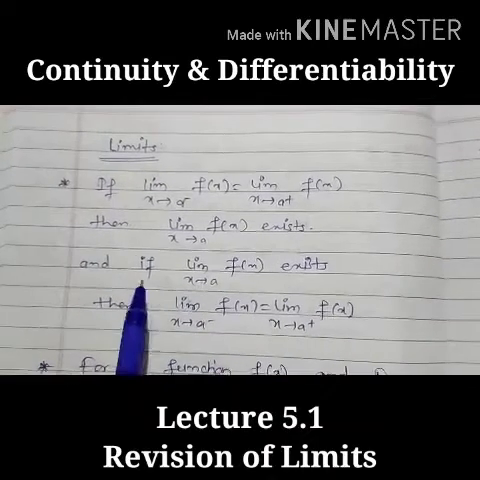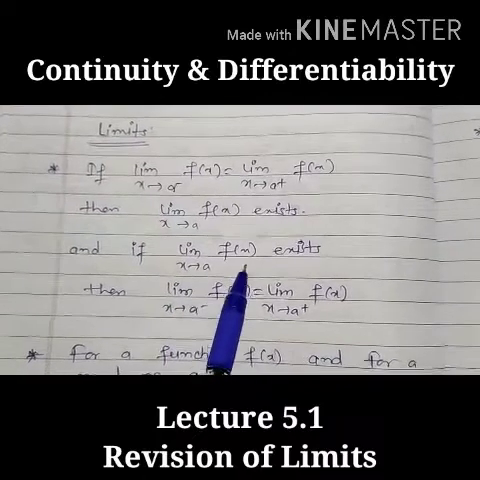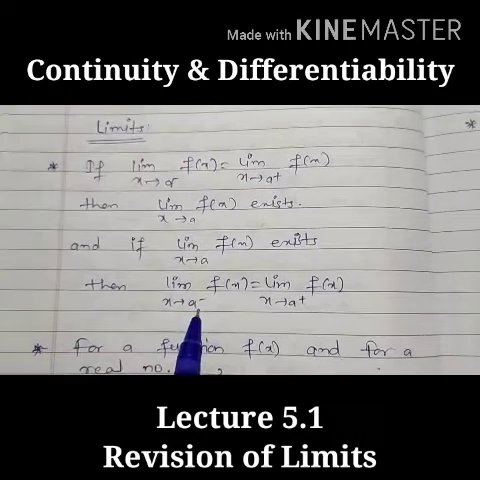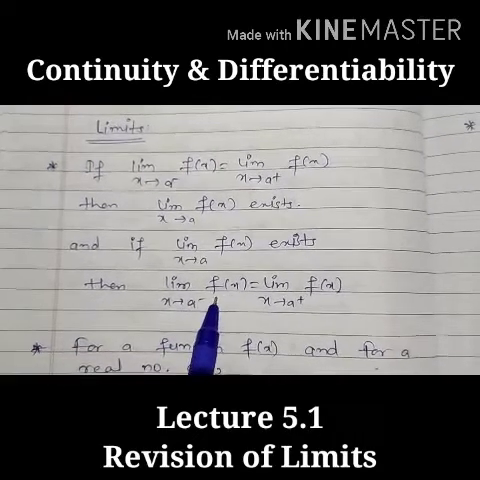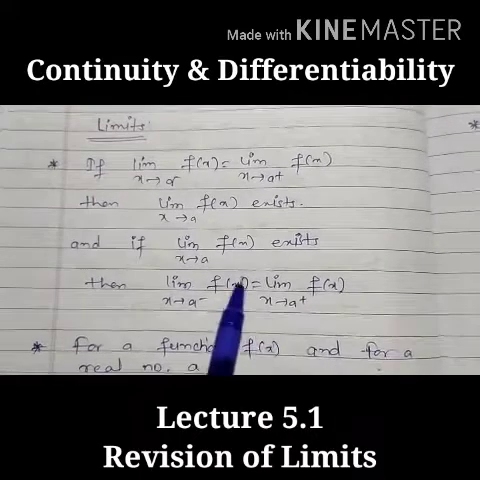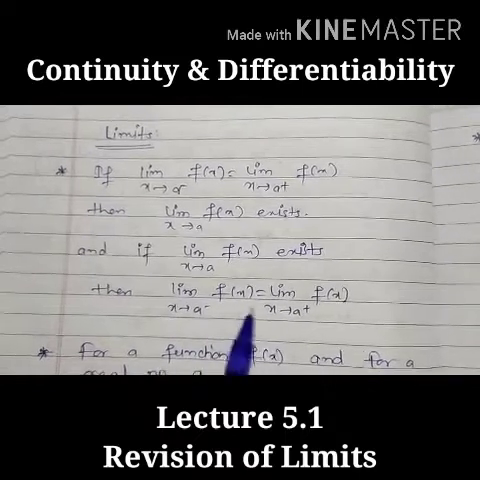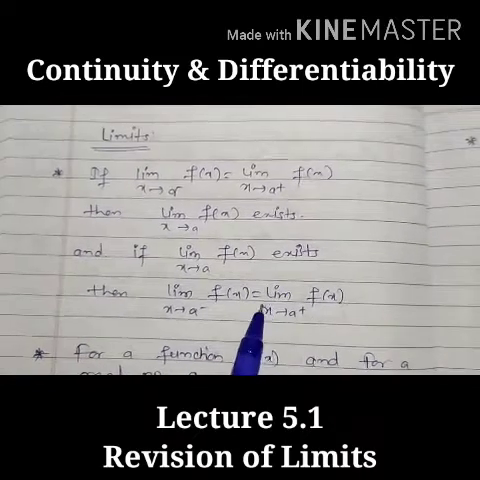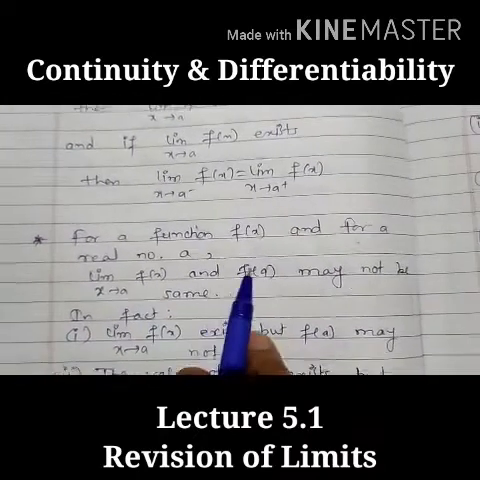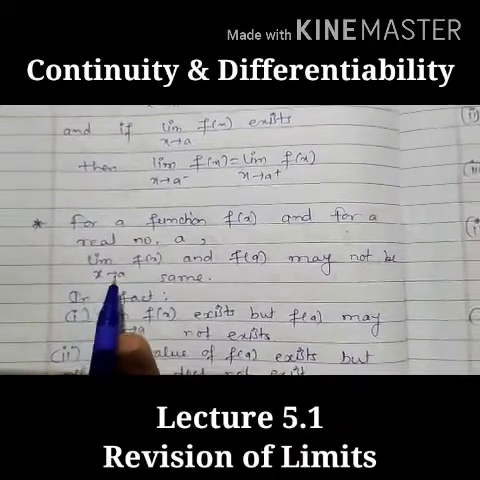Or if limit as x tends to a f of x exists, then limit as x tends to a minus f of x equals limit as x tends to a plus f of x. That is, when the limit of a function exists, then the left and right hand side limits are equal. Understood?